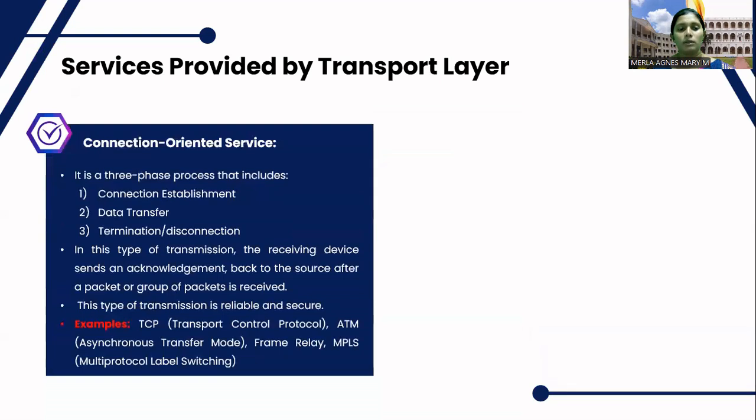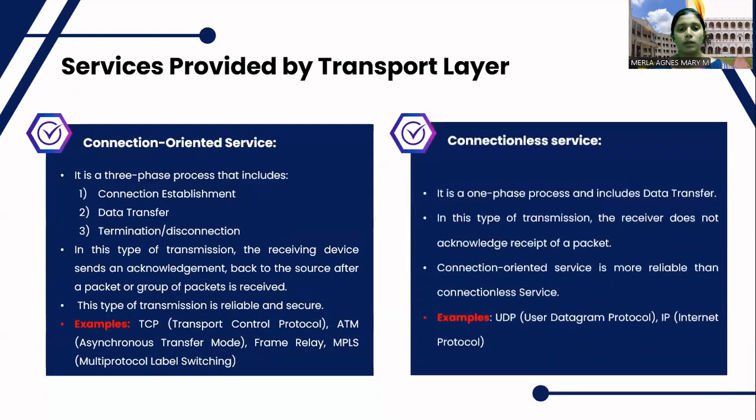Here we are going to see the services provided by the transport layer. We have two types of services, that is connection-oriented and connectionless services. The connection-oriented service is based on TCP, that is Transmission Control Protocol, and the connectionless service is based on UDP, that is User Datagram Protocol. In connection-oriented service, we have three phases. The first phase is the connection establishment phase, the second phase is the data transfer phase, and the third phase is the termination or disconnection phase.